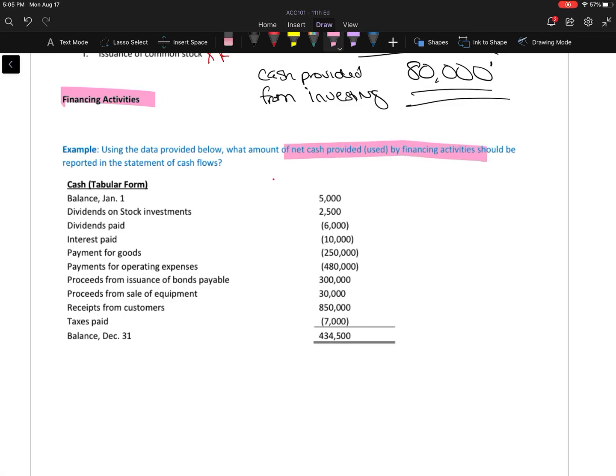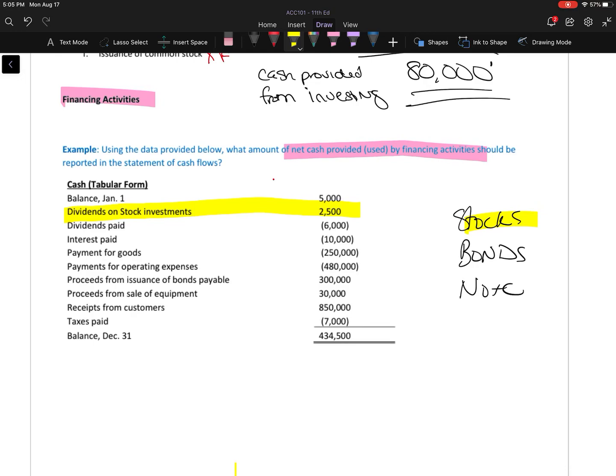All right, and the same thing happens for financing. Remember, that's stocks, bonds, and notes. So we want to go through here and say what amount of net cash provided or used by financing activities. The first thing that you want to do is figure out which items would be reported in financing. Stocks, bonds, and notes. So, what do we have here?